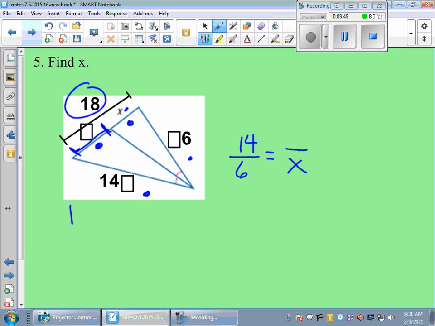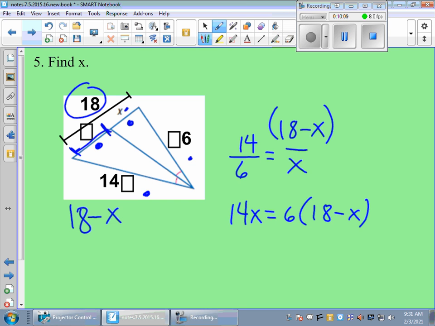So how do you find it? We go 18 minus x. Think about it, if you actually had a number there with x, you would just subtract it, but you don't have that number, so you write the expression 18 minus x. So put that in parentheses, cross multiply, 14x equals 6 times the 18 minus x. And so you're actually solving this problem here.